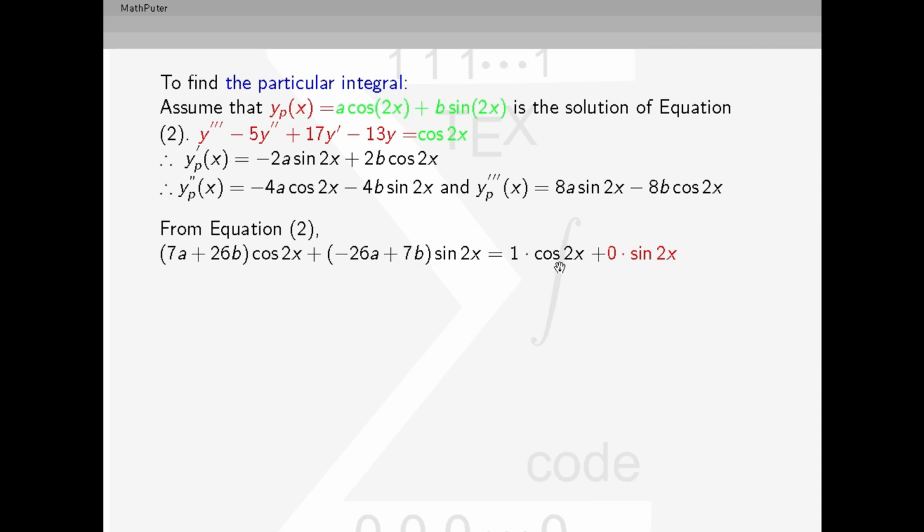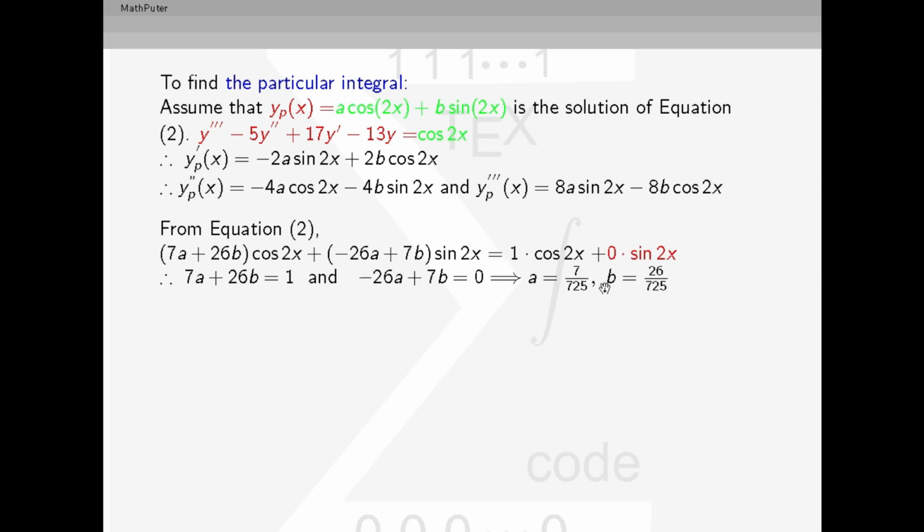Now let us compare the coefficients of cos and sin. The coefficient of cos is 7a plus 26b, and here it is 1, so the first equation is this. The coefficient of sin is minus 26a plus 7b, and here it is 0, so another equation is minus 26a plus 7b equal to 0. Two equations and two variables, so we will get the unique solution of a and b. a is 7 upon 725 and b is 26 upon 725.